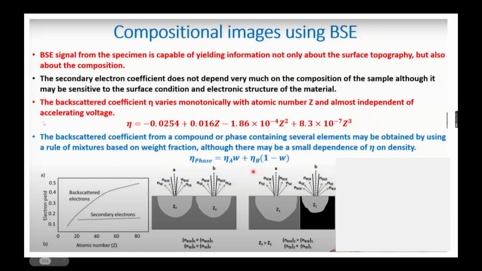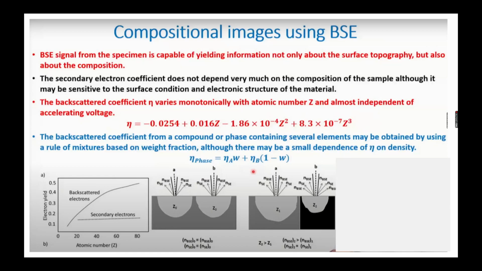So here you can see the BSC signals from the specimen are capable of yielding information not only about the surface topography, which I showed you in the last slide, but also about the composition. The secondary electron coefficient does not depend very much on the composition. So from the secondary electron, you cannot expect information about the composition of your sample, although it may be very sensitive to the surface condition and the electronic structure of the material. Okay, so here you can get some idea of your electronic structure as well as some topographic information.